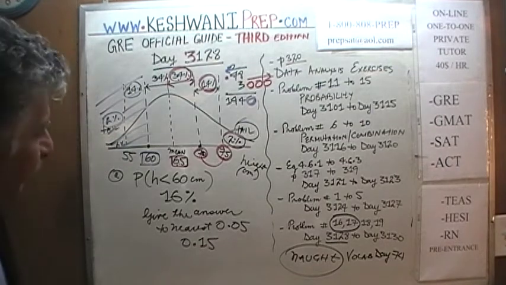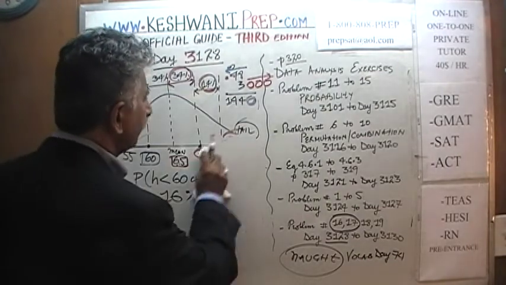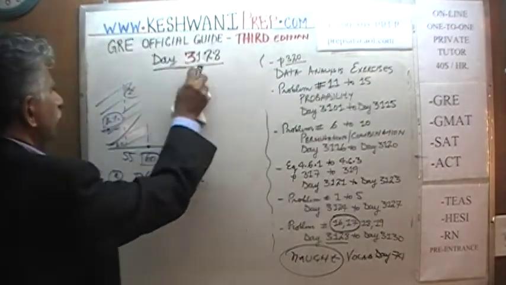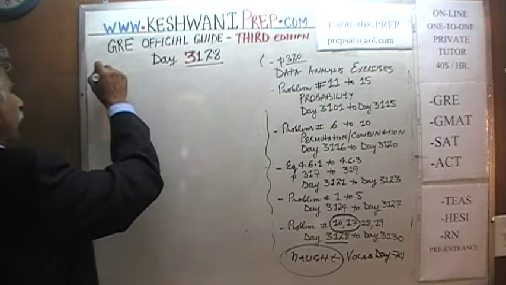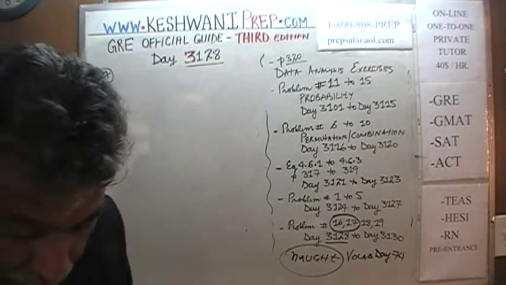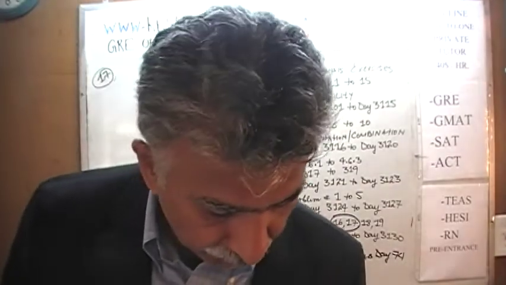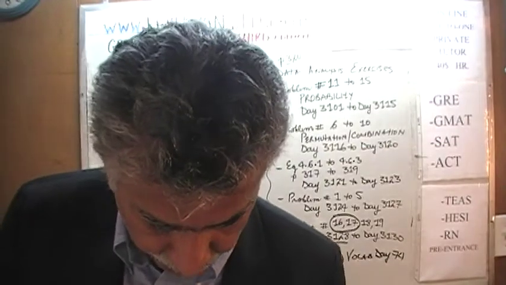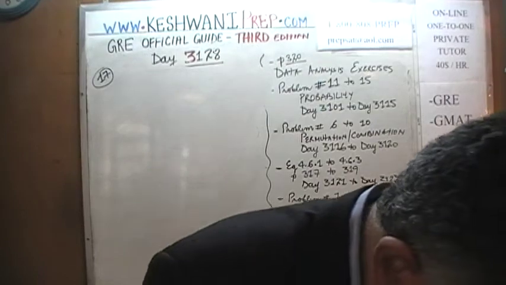Let's do the next problem, problem number 17. We're done with all of this. In problem number 17, we have what we have in the book. If you have the book in front of you, which I hope that you do, you will see that what we have there is a chart, actually a bar graph. They do not give us the data, they simply give us the bar graph.